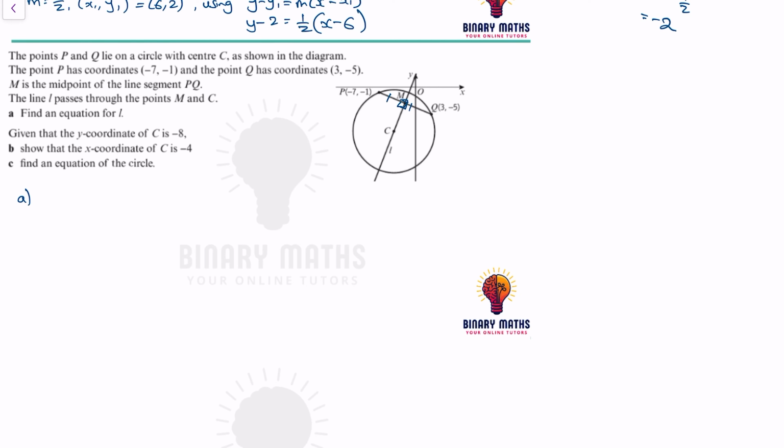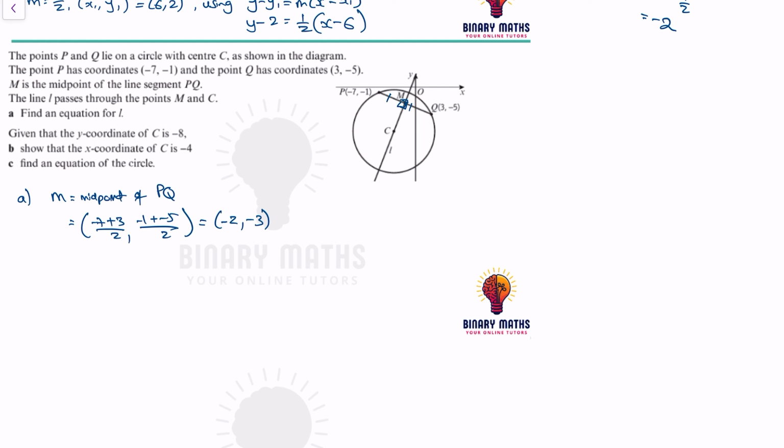In order to find the equation for L, first thing I need to do is work out the midpoint M. So M is equal to the midpoint of PQ. So all I need to do is add the x coordinates and half it, and add the y coordinates and half it. So what I end up getting is -4 divided by 2, which is -2, and -6 divided by 2, which is -3. So I've worked out a point that is on the line, which is M.